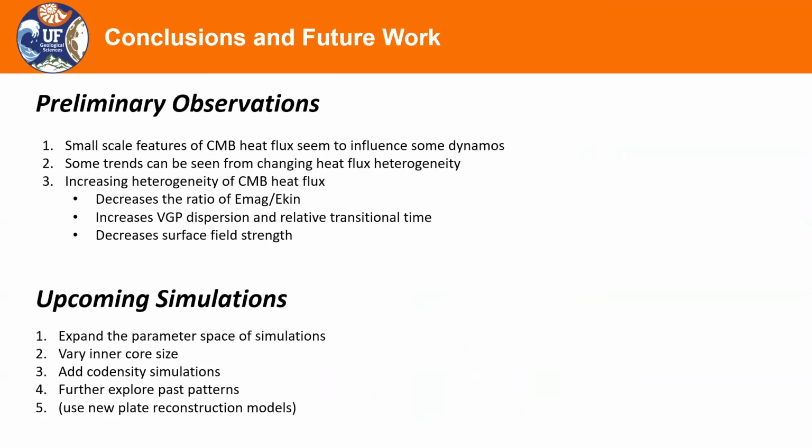Our first preliminary observations are that the small scale features of CMB heat flux really seem to influence some of the dynamos. I have not found a systematic reason for why it affects some and not others. And we can see trends with heterogeneity that are much larger and more systematic than trends that we can see due to different patterns. But all of these trends are more pronounced when we use a tomographic pattern for heat flux compared to one out of the mantle models. But we are far from being done.